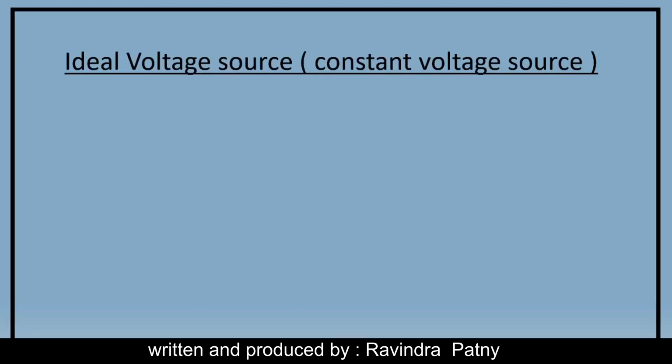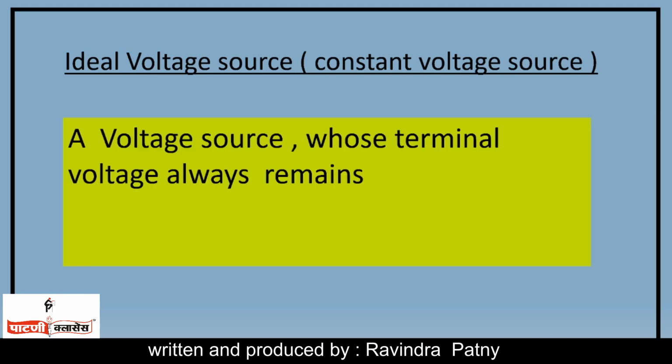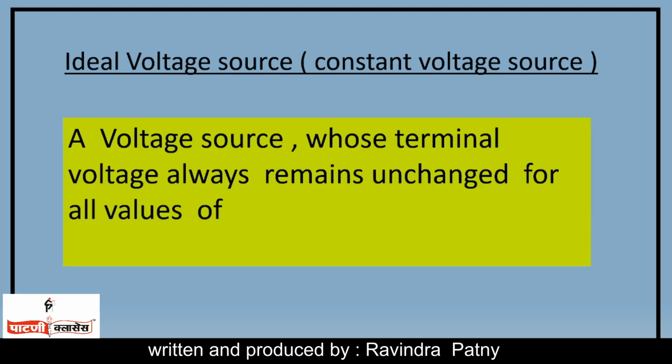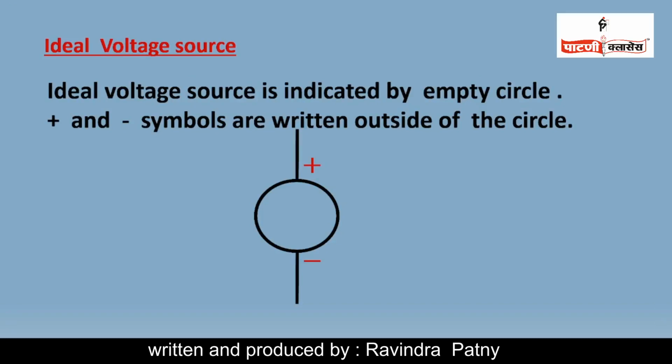Ideal voltage source, it is also called as constant voltage source. A voltage source whose terminal voltage always remains unchanged for all values of output current is known as ideal voltage source. Ideal voltage source is indicated by an empty circle. Plus and minus symbols are written outside of the circle. But in American notation, plus and minus are written inside the circle.